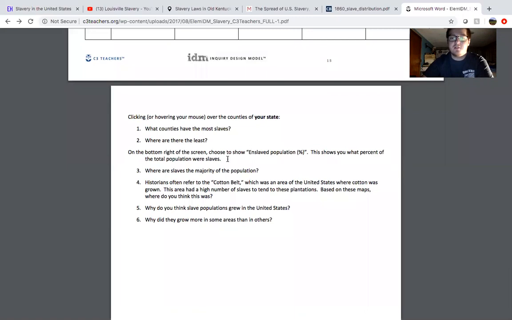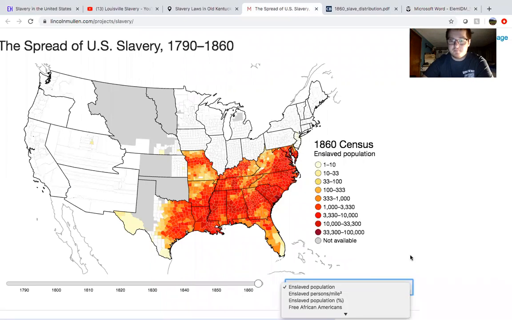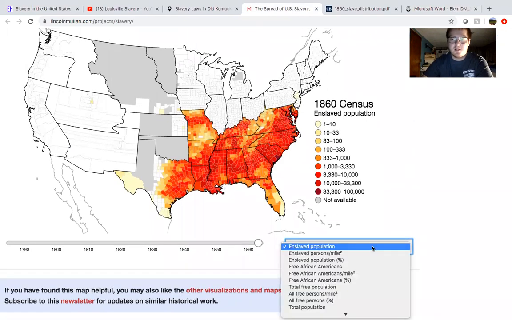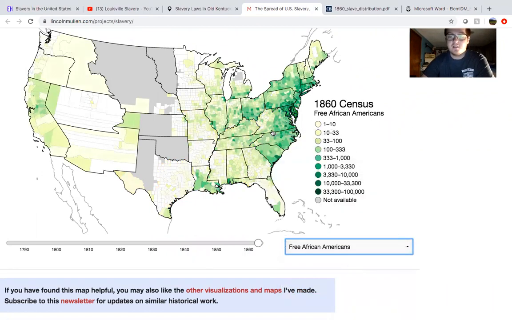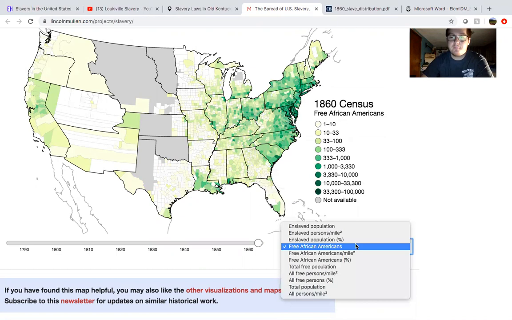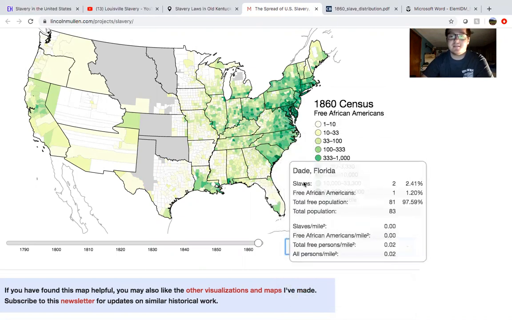So at the bottom right of the screen, choose to show the enslaved population. I believe that this is right on this part. You can actually move this and it'll change what the maps look like. We have free African Americans. These are free. Where do we see most of these in 1860?